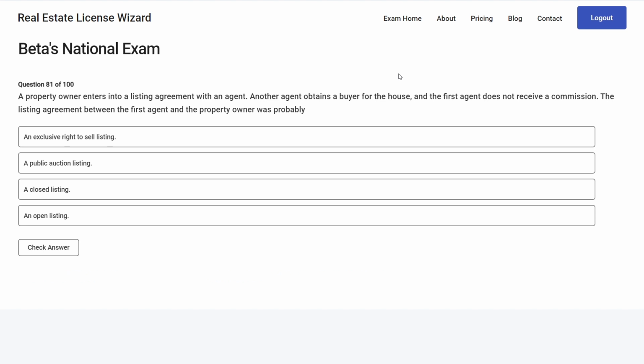All right, 81. A property owner enters into a listing agreement with an agent. Another agent obtains a buyer for the house, and the first agent does not receive a commission. The listing agreement between the first agent and the property owner was probably: was it an exclusive right to sell listing? Was it a public auction listing? Was it a closed listing or an open listing? All right, I'm going to give you guys an opportunity to pause here, think it over.